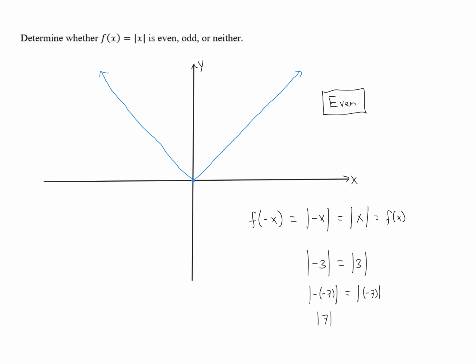It works no matter what value of x you pick in, because remember, the absolute value is the distance from 0, and so a number and its opposite are going to be the same distance from 0, so they'll have the same absolute values. It's just a few explanations of why this function ends up being even.